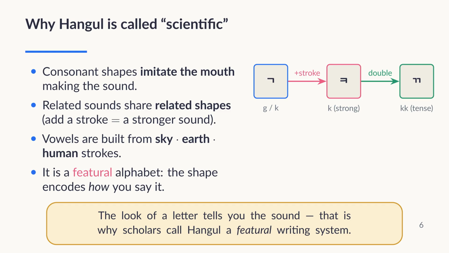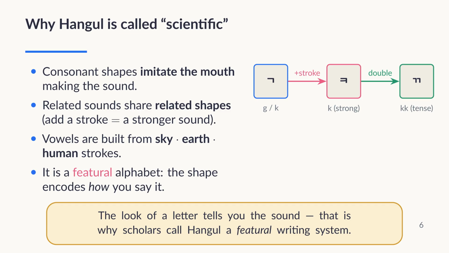Second, sounds that are related to each other are given shapes that are related to each other. Watch the row on the right. We start with the basic letter for G or K. If we add an extra stroke, we get a stronger, more breathy K sound. And if we double the letter, we get a tense, tightened KK sound. So the family resemblance in the sound is mirrored by a family resemblance in the shape. That is a huge help for your memory, because you learn letters in connected groups rather than as isolated symbols.